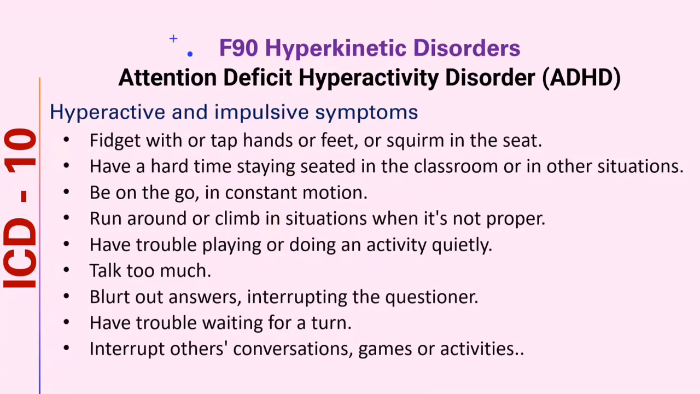They will not wait for their turn. For example, they will not wait for what is being brought by the father. They cannot keep their turn among their siblings. Similarly, in school, they may break the line. They interrupt others' conversations, games, or activities. When two adults are talking, they will interrupt between them, or if some game activity is going on, they will interrupt into that game.